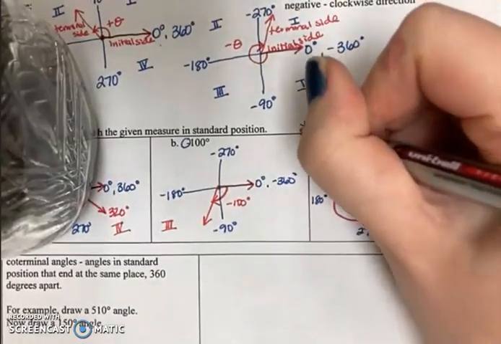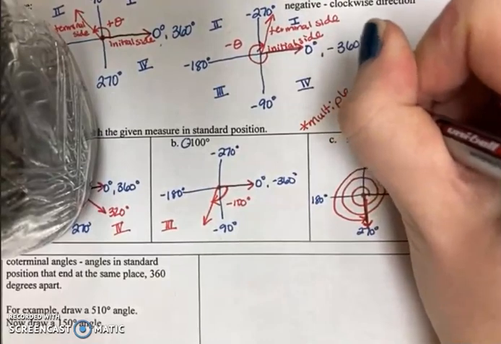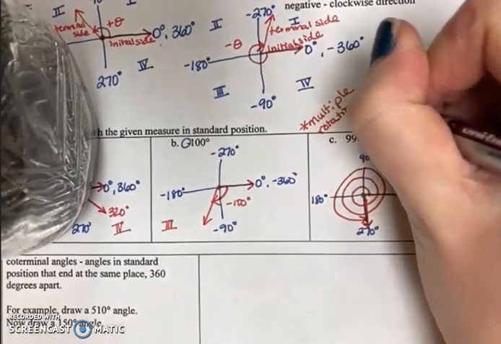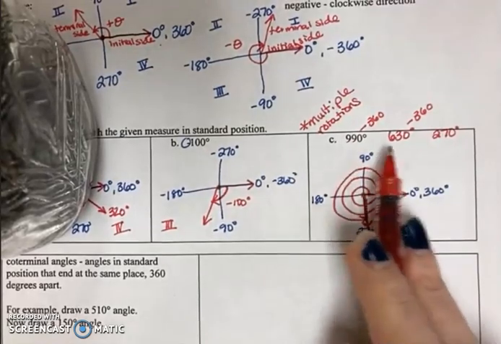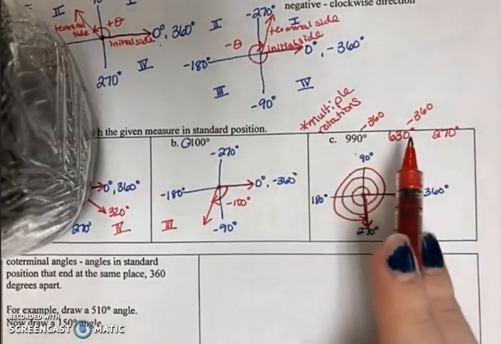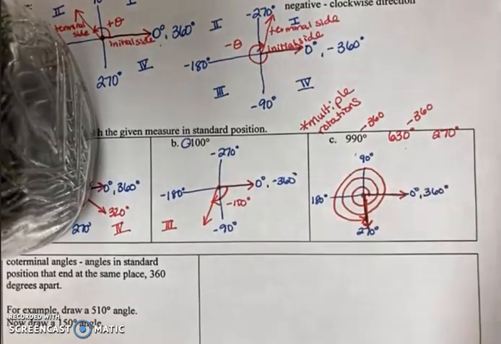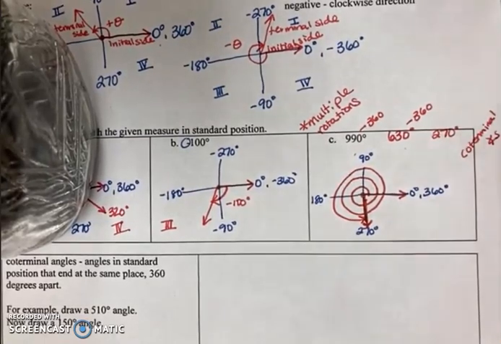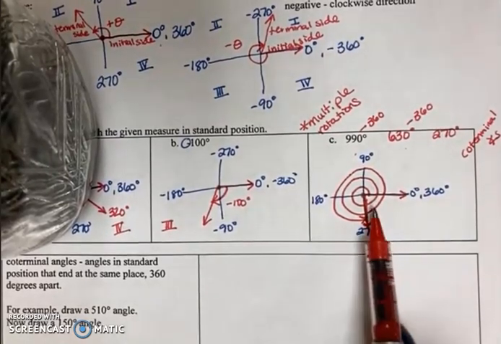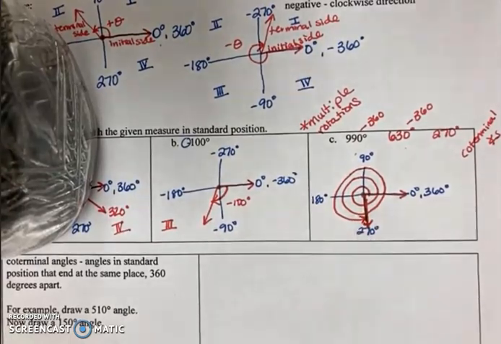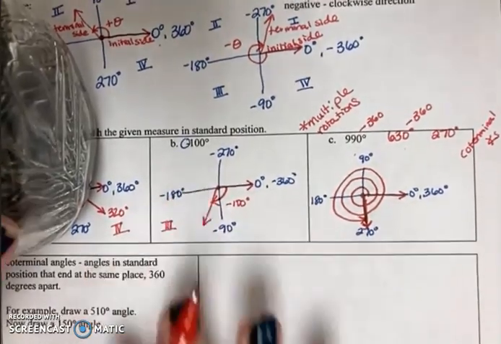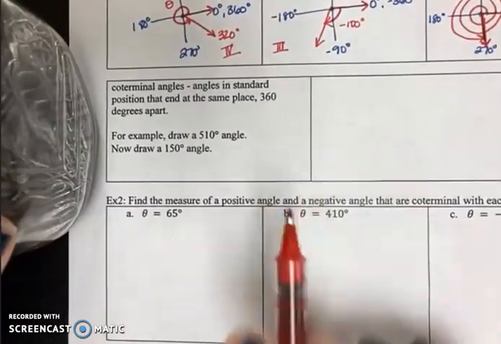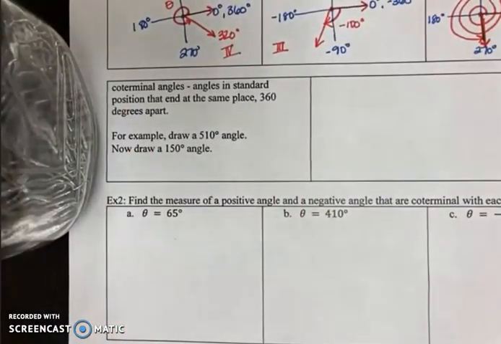I did multiple rotations. And each of these degrees, 990, 630, 270, these are what we call coterminal angles. So coterminal angles are angles that have the same initial and terminal side, and we're going to see that next right here. Here's the definition. Coterminal angles are angles in standard position that end in the same place. And they're 360 degrees apart.